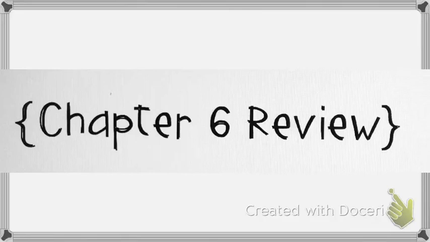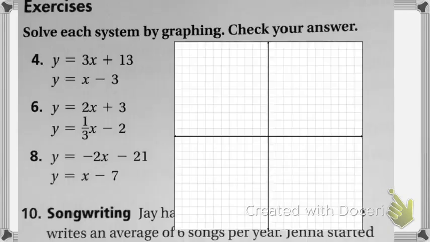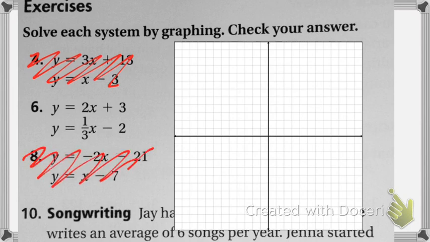Alright, so Chapter 6 review. This is the last review video you're going to have to watch, okay? Chapter 6 is all on systems of equations. So the first way you can solve a system is by graphing. I'm only going to do one of these because this is not my favorite way to solve a system. It's the least efficient way to solve a system. So I'm just going to show you, refresh your memory, and then move on.